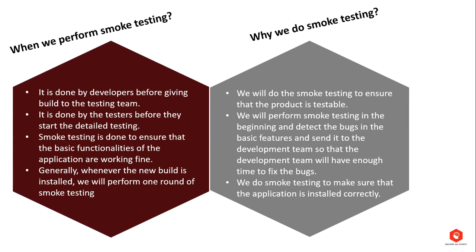When the stable build is installed, no matter where, the test server, production server, or user acceptance testing, we do the smoke testing to find the blocker bugs. Now, why do we do it? We do smoke testing to ensure that the product is testable at all. We perform it in the beginning and detect the bugs in the basic features and send it back to the developers team so they would have enough time to fix it. And we perform smoke testing to make sure that the application is installed correctly.